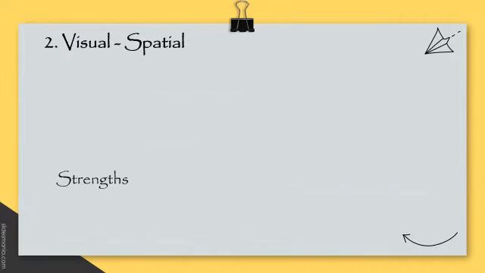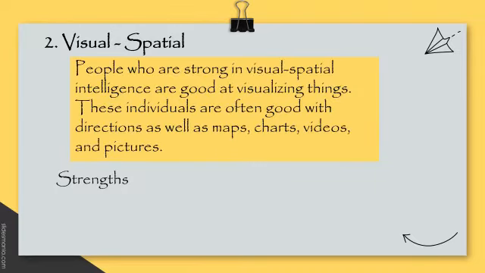Another intelligence, according to Gardner, is the visual spatial. People who are strong in visual spatial intelligence are good at visualizing things. These individuals are often good with directions as well as maps, charts, videos, and pictures. And they are good in visual and spatial judgment.